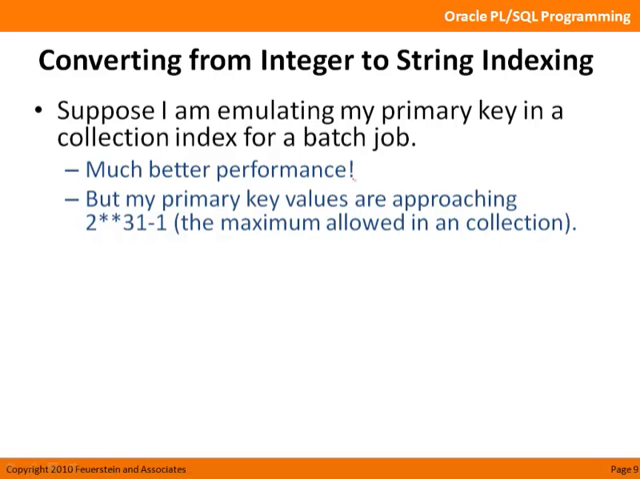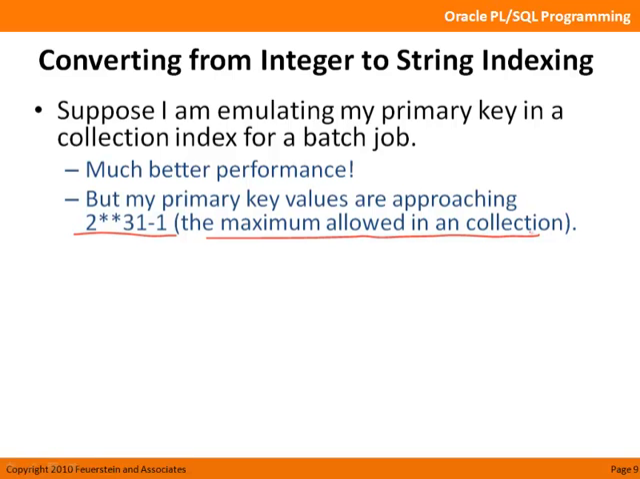So I built this batch job. It's running super fast. It's really great. But the problem is that my primary key values are approaching 2 to the 31st minus 1. That's the maximum allowed in a collection, about 2.14 billion. Obviously, not all of our tables are that big, but some of them are. And if you have sequence-generated primary keys, you could be running into this problem.